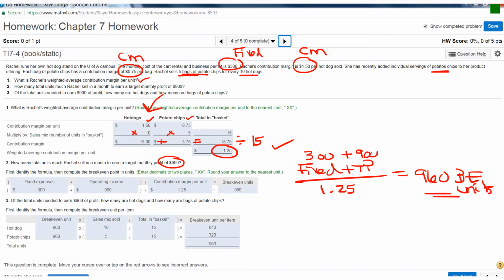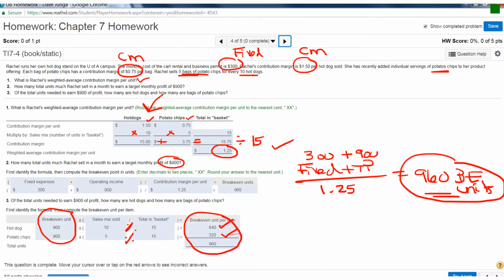Now, the last part of this is to say, okay, so how much of these units should be hot dogs and how much should be potato chips? So if you go back to the mix, you can see it right down here. Here's your 960. So think of it as kind of like a ratio or a fraction. So if you've got 10 hot dogs out of 15, that's going to be 10 divided by 15. That's your ratio. Multiply that by 960, you get 640. And then for the chips, you take 5, divide that by the 15, and multiply that by 960. That's going to give you the 320. So that's how you can figure out how much of the break-even units should come from the hot dogs and the potato chips.